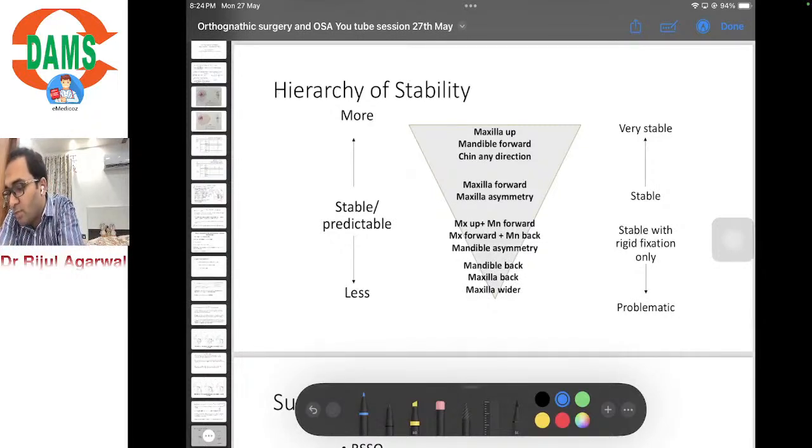Okay, so just remember the most stable is maxilla up, next would be mandibular advancement or chin in any direction, and the least stable would be the increase in the transverse dimension or widening the maxilla. Okay, so this is the next most common question after the envelope of discrepancy, which is commonly asked in the exam.